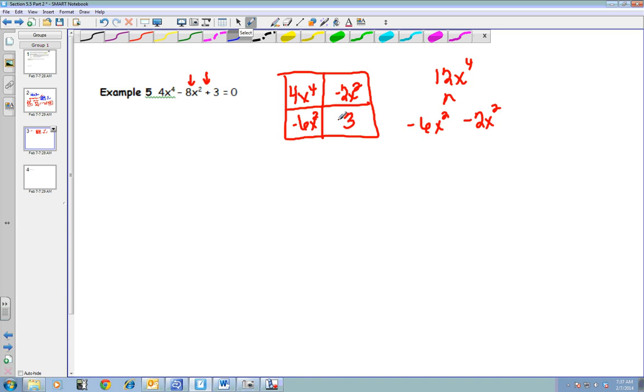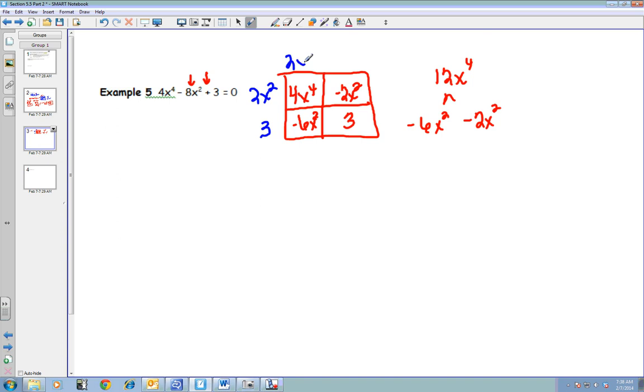Now I'm going to factor out what I can. Going left and right, it's a 3. Going left and right, it's a 2x squared. Going up and down, that would be 2x squared. Going up and down would be 1. Now we already said our signs are the same and they're minus. So that's going to be 2x squared minus 3, 2x squared minus 1 equals 0. Now set each factor equal to 0.